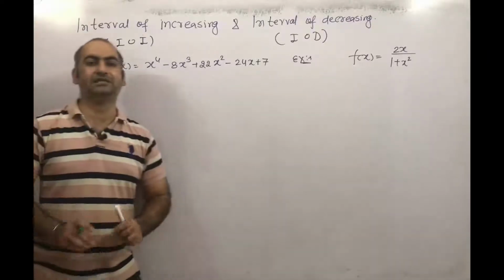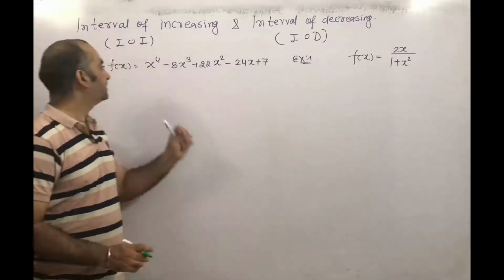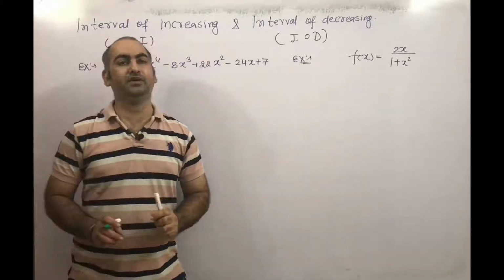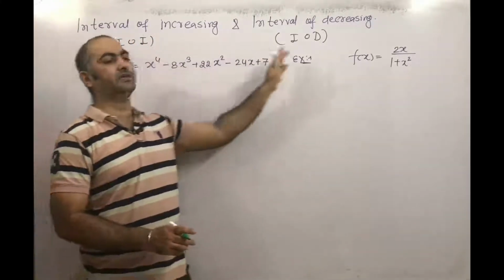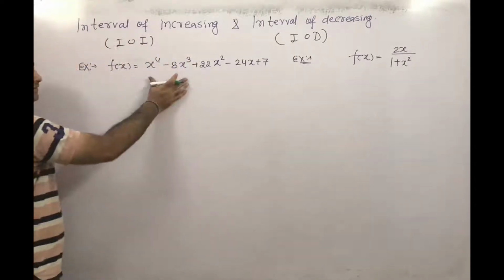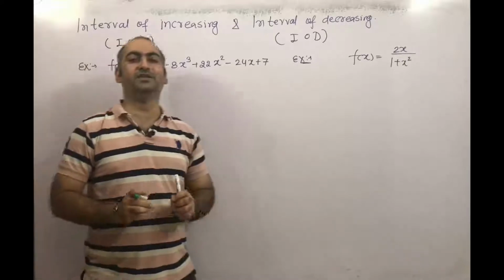Next we are discussing examples. There are two examples given, the first example and this second example. In this example we have to find out the interval of increasing and the interval of decreasing. See, this function is given, so we have to find out the interval of increasing and the interval of decreasing.